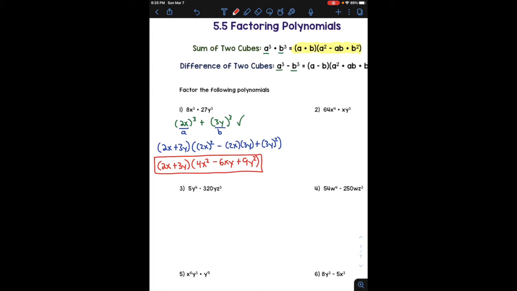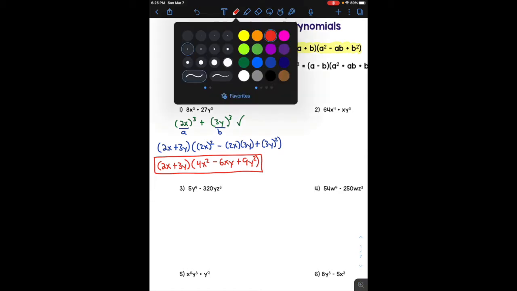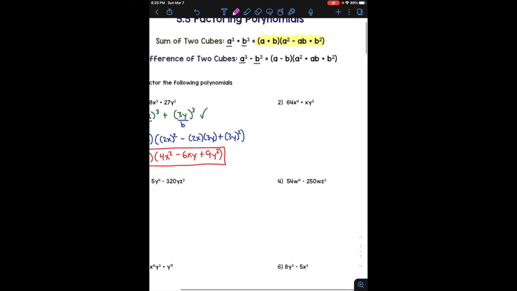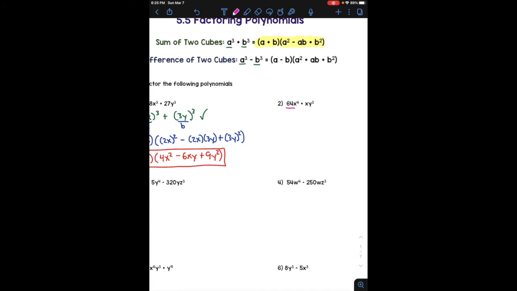In problem number 2, we're going to have an additional step in which every time we factor, we should always ask ourselves if there's a GCF. For problem number 1, there wasn't any number that went into 8 or 27 other than 1. In addition, they had no variables in common. In problem number 2, however, we're going to see that these two terms do have a GCF, which we're going to factor out first, and then check to see if we can continue to factor with either the sum or difference of two cubes model.